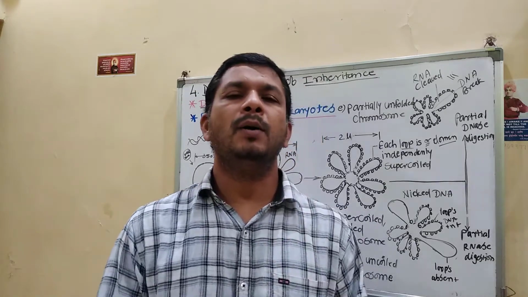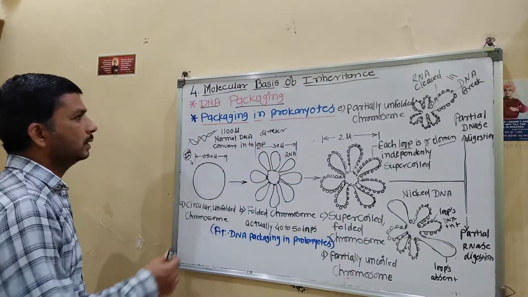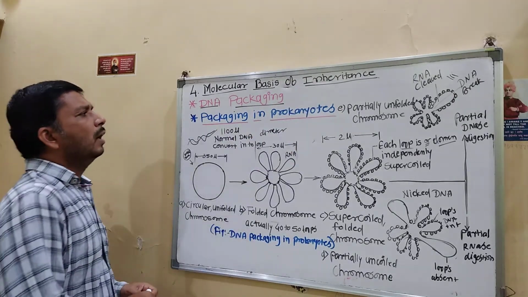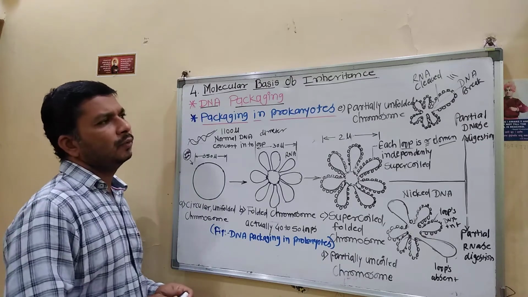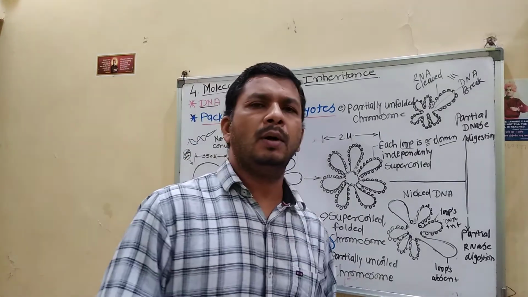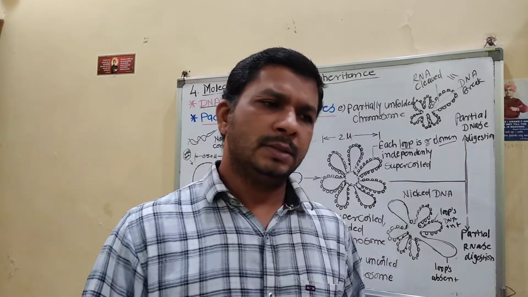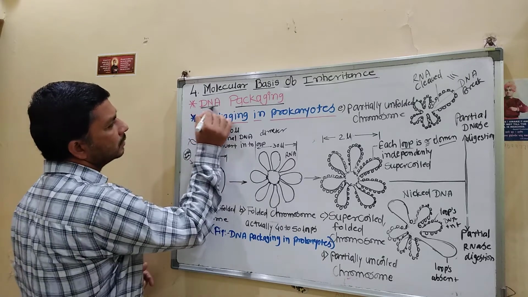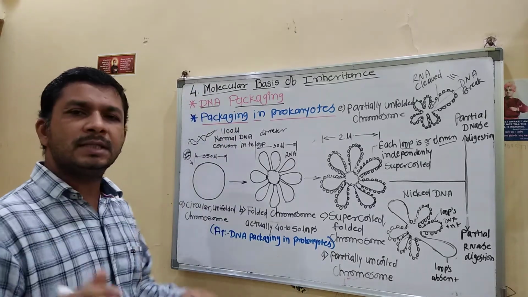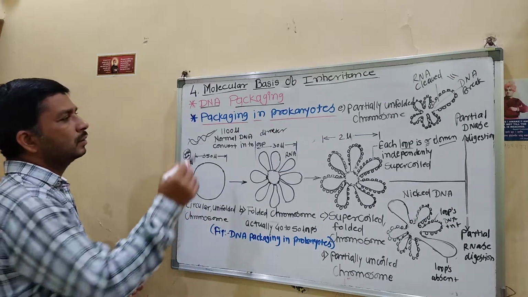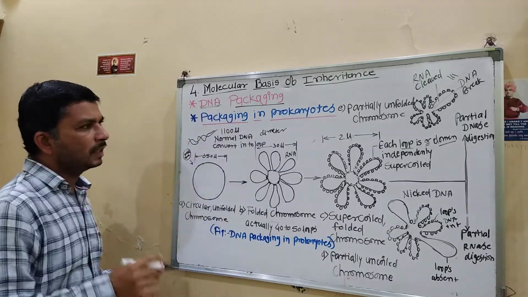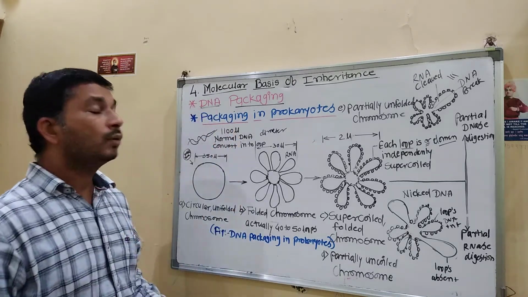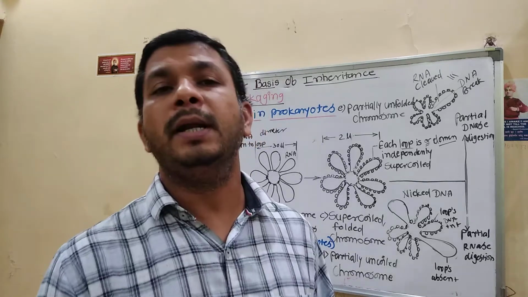Today we discuss our chapter, the molecular basis of inheritance. In previous lectures, we were searching about all those experiments scientists did about DNA. All three experiments were done to know what DNA is. What do you call DNA? DNA is a genetic material, right?